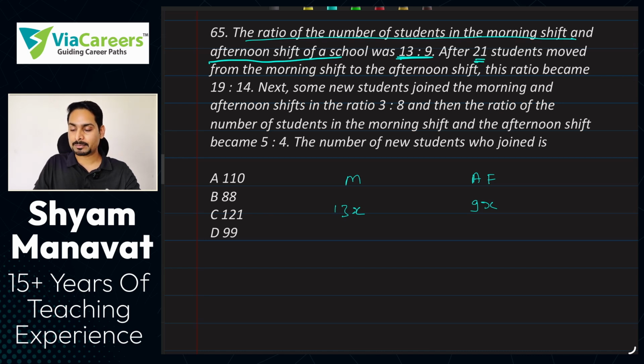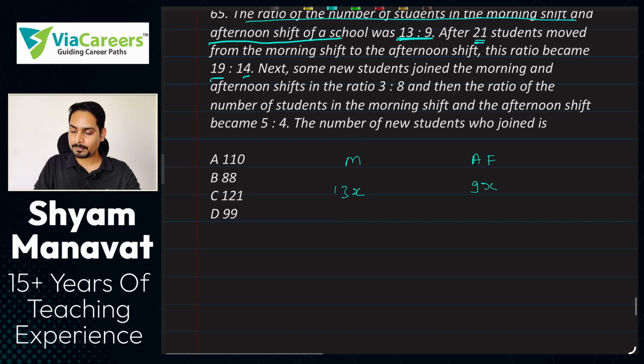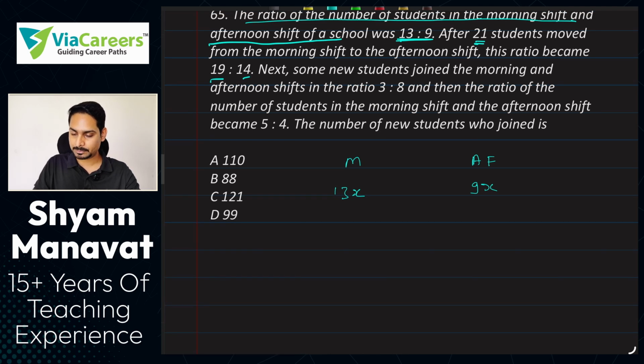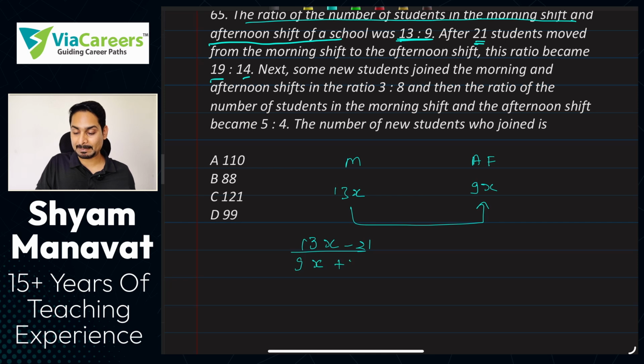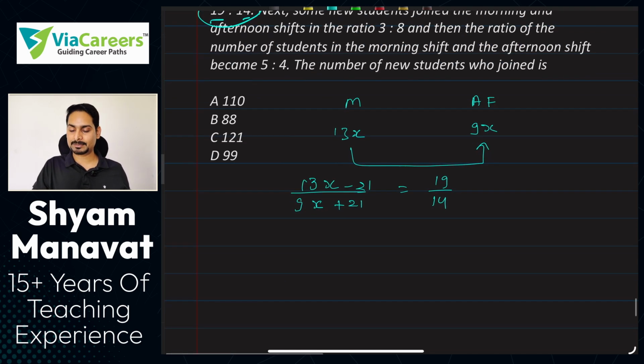After 21 students move from the morning shift to the afternoon shift, the ratio becomes 19:14. So what's happening here? From the morning shift to the afternoon. So taken out from here, moved here. So now it should be (13x minus 21) by (9x plus 21), and as per the question the new ratio becomes 19:14. So this becomes 19 by 14. Now you have this information, simplify and tell me what is the value of x.